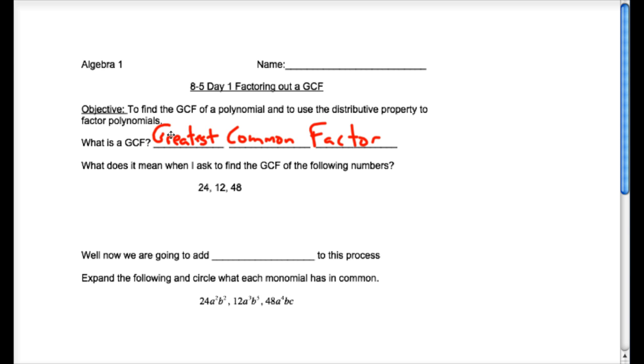All right. We're going to find the greatest common factor of a polynomial and then use the distributive property to factor polynomials.